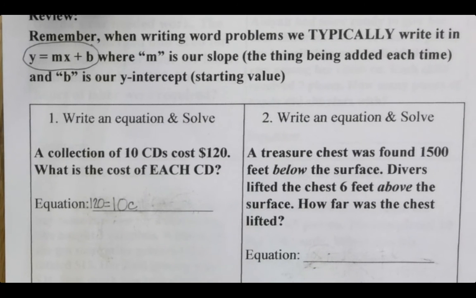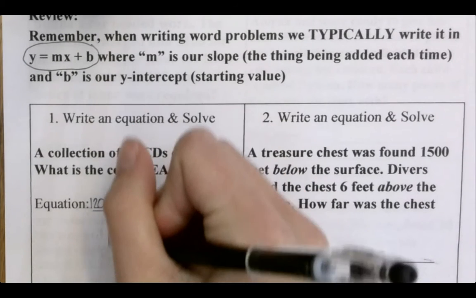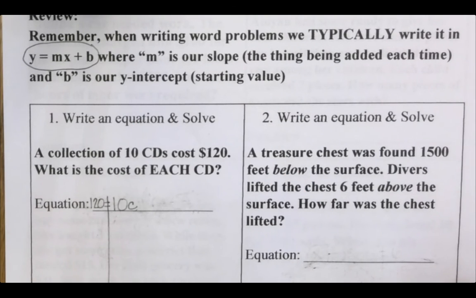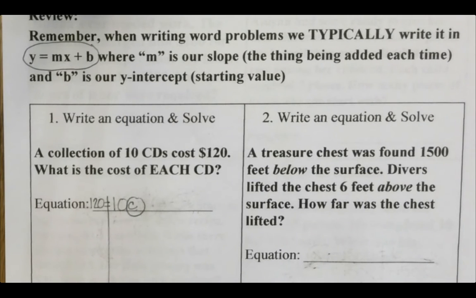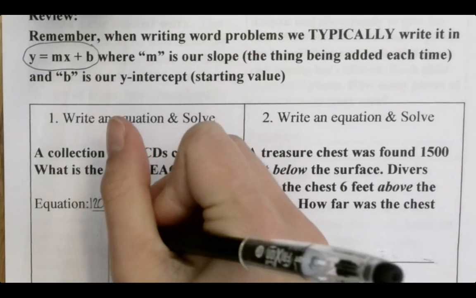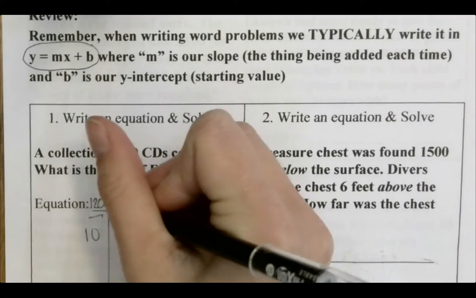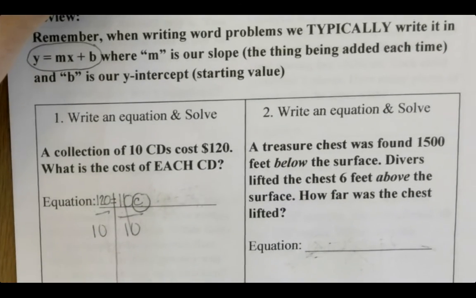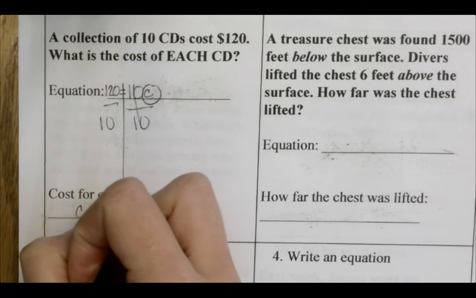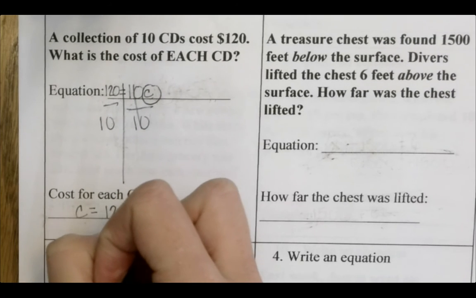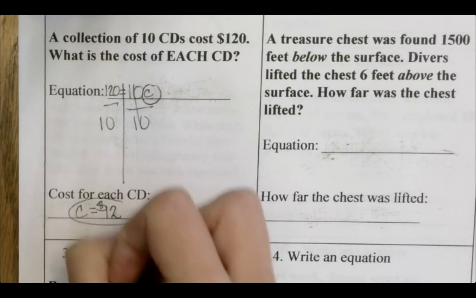So if I go to solve that, I draw my barrier. There's nothing that I need to distribute. There's nothing that I need to combine. So I need to isolate my variable. Do the opposite. That means get the C alone. So what's the inverse of multiplying 10 and C? We are going to divide by 10, because C is what we want to get alone. When I do that, I get my final answer that each CD costs, if you have a calculator, hopefully you got this, $12.